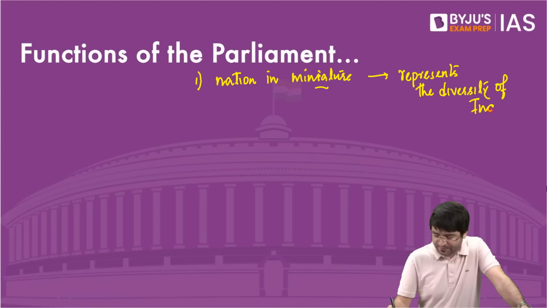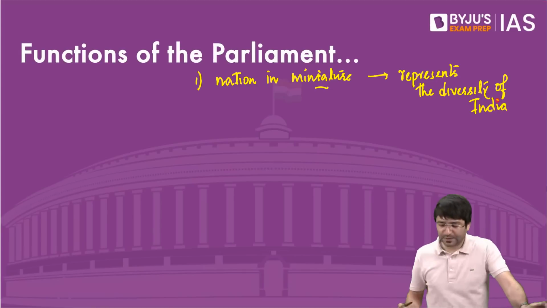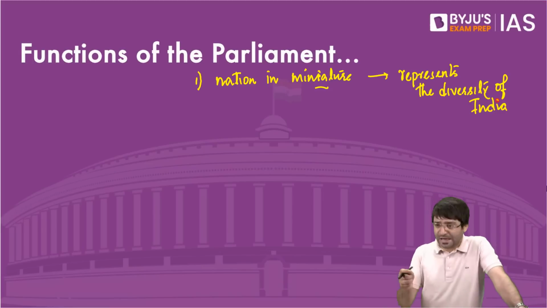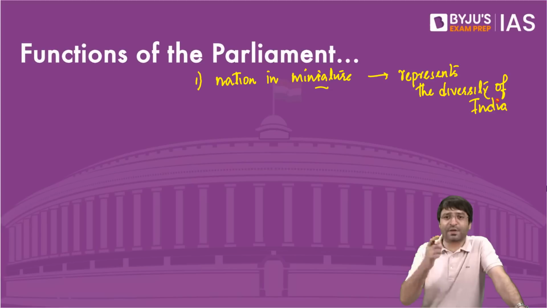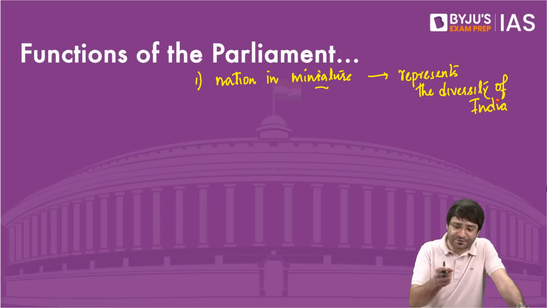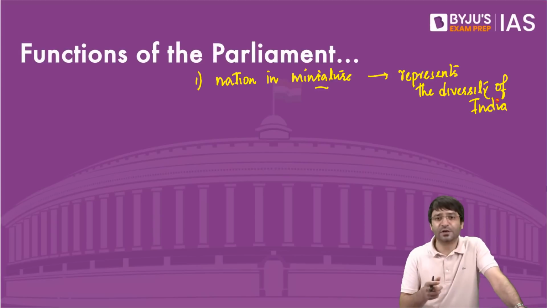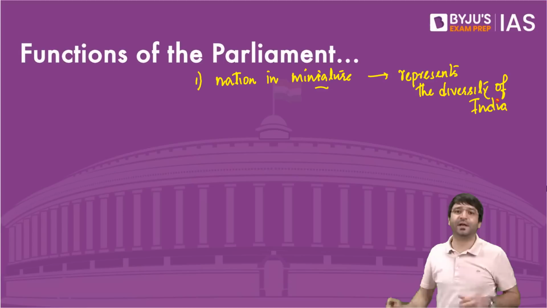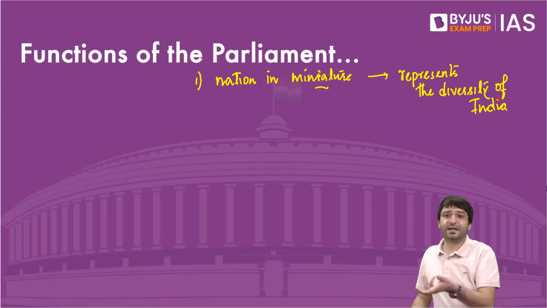India is a diverse land. The diversity is not only with respect to religion, it's also with respect to language, different regions, different cultures, different castes, different tribal groups. And Indian Parliament represents all of them. So there are people in the parliament belonging to different religions, different castes, different tribes, different languages, different regions. So we say it's like a nation in miniature. It's like a sample of India. It represents the entire nation.